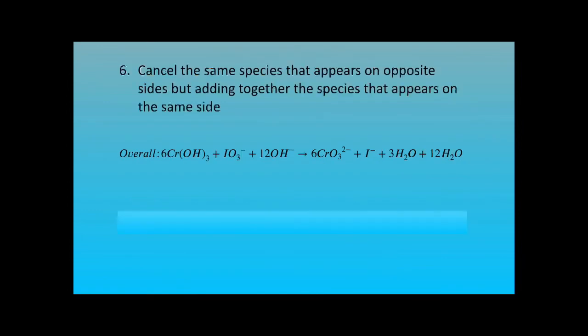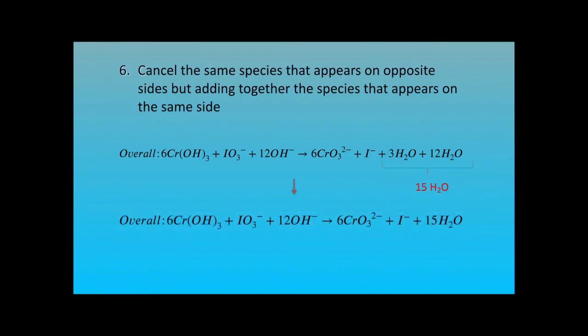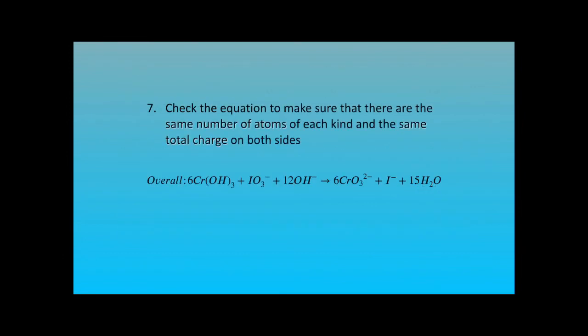The last step is to cancel species that appear on the opposite side and add species that appear on the same side. In this case, we add 3H2O to 12H2O and we get 15H2O. The final overall equation will be as follows. Finally, make sure your equation has the same number of atoms and total charge on both sides, left and right.